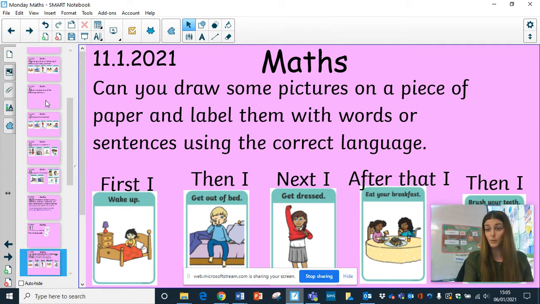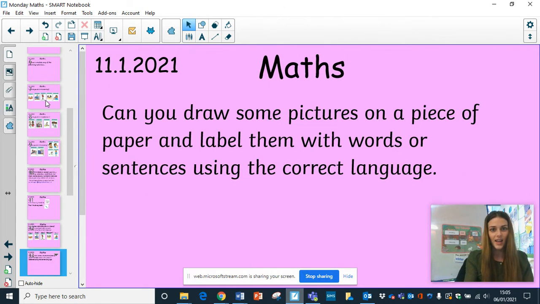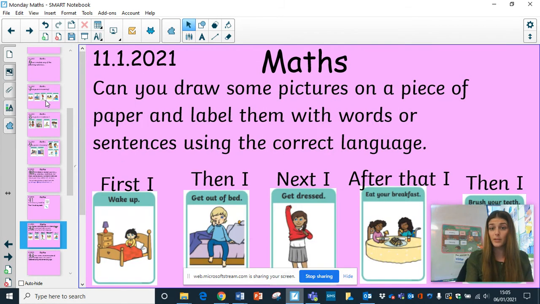Okay? You can do more of that. You can do the whole day. It's completely up to you. You can do as much as you would like. Then there's another option here. You can draw some pictures on a piece of paper and label them with words or sentences, but make sure you use the correct language. So like I showed you before, it's really important to use that correct language.